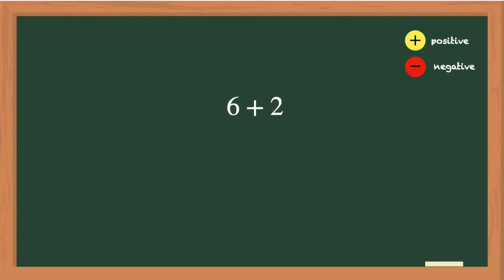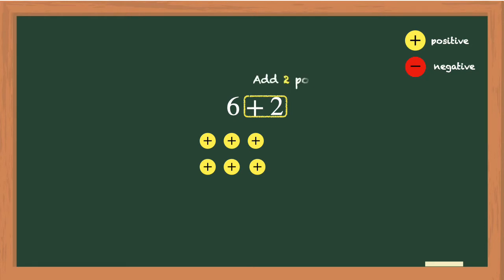All right, looking at my expression, I have a positive 6 being added to a positive 2. To use the counters, I will represent each term of the expression with the counters. Let me show you. Starting with the first term of positive 6, I will place 6 positive counters first, like this: 1, 2, 3, 4, 5, and 6. Next, I will look at the second term in this expression, which is adding a positive 2. This part of the expression means that I will need to add 2 more positive counters: 1, 2.